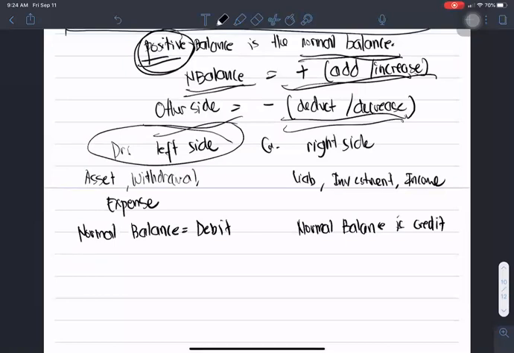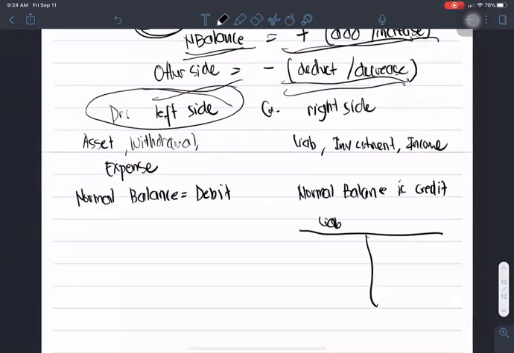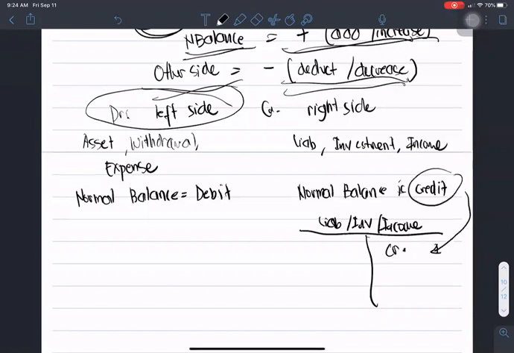Okay. What is the use of the normal balance? Normal balance is add. So kung meron tayo nitong T account, that can either be a liability, an investment, or an income. What is the normal balance? Credit, di ba? Normal balance is credit. So the other side will be debit.